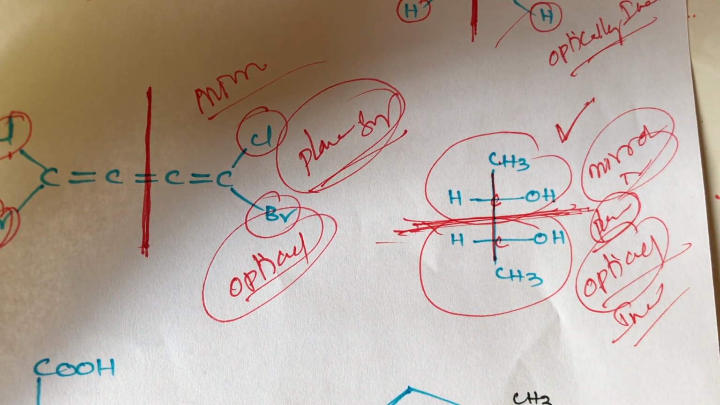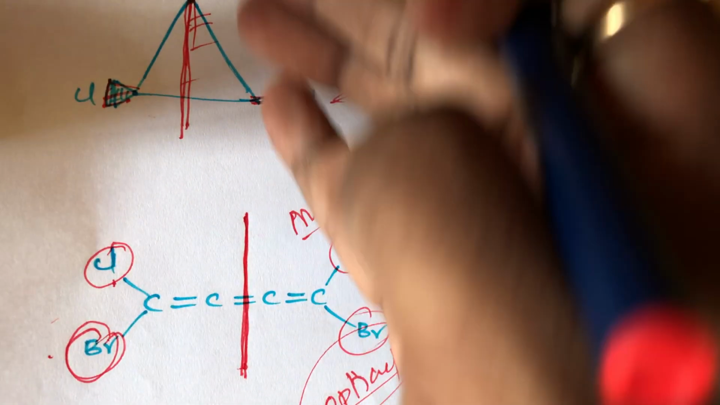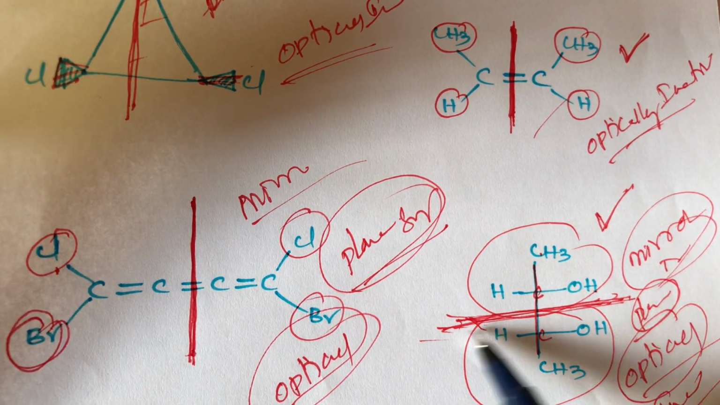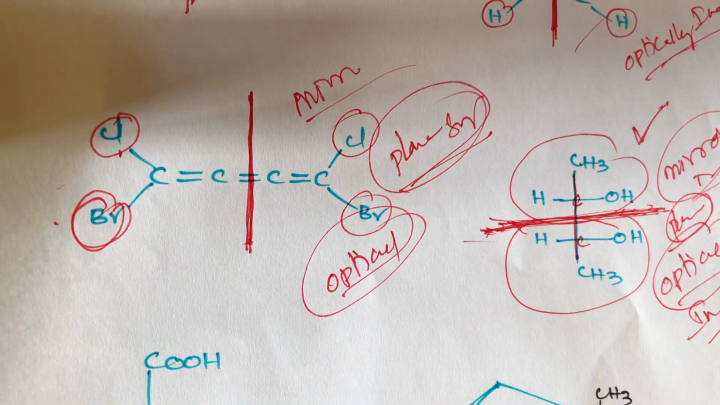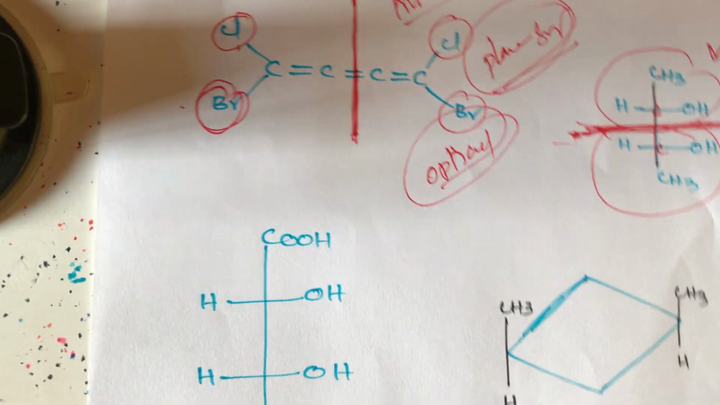Optically inactive. So it is also very important. These compounds are cut with a vertical line. This compound is cut with a horizontal line. Above the plane and below the plane, both are mirror images of each other. That's why it is a plane of symmetry compound, a plane of symmetry molecule.